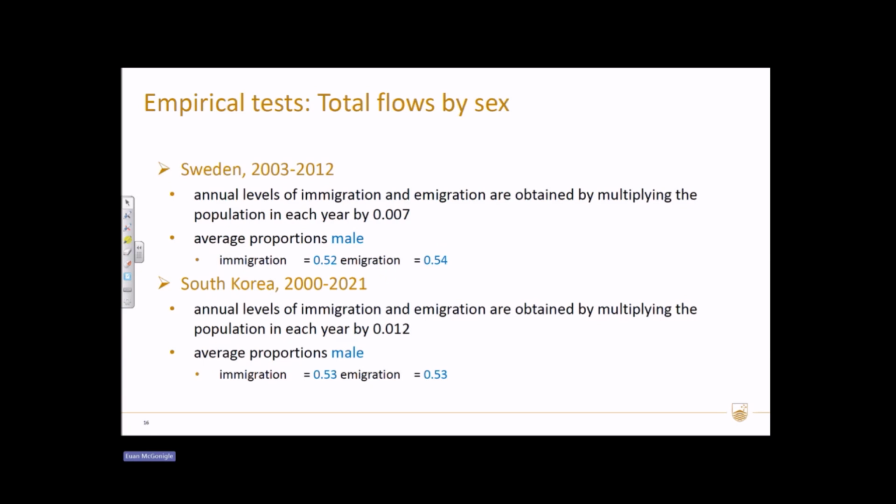over time. And so it turns out for Sweden, my overall rate was 0.007, so about 0.7%, which wasn't too far off from my 0.5%. Migration flows in both directions were slightly more male, so 52% of immigration were males and 54% of emigration was males. And then I also had data on South Korea here. The overall rate was much higher, 1.2%, but also more males both coming and going, and about the same proportions.